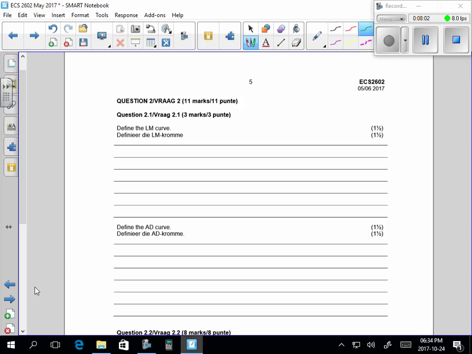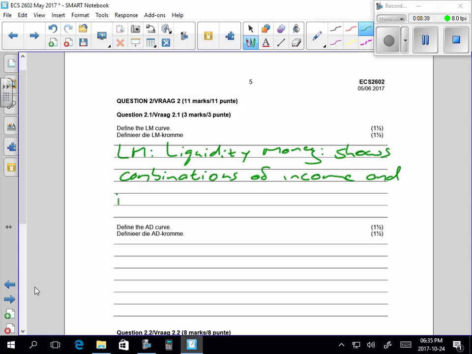The LM curve. Now, this is obviously from your IS-LM model. Remember, we derived the IS curve using the goods market. We derived the LM curve using the money market. Okay, so LM, liquidity money. Right, and this curve shows combinations of income and interest rates, where money demand is equal to money supply.